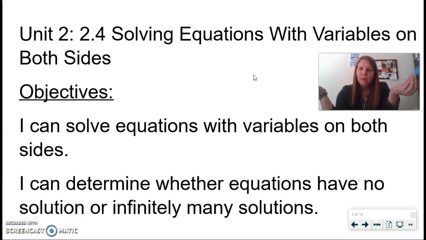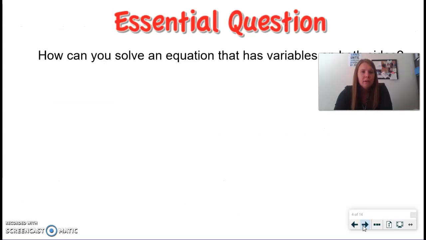What ends up happening is that we end up getting things where we can have a solution. We could have no solution, but we could also have infinitely many solutions. And so let's go ahead and take a look at some things here. Keep following along with me, but feel free to pause whenever you need to.